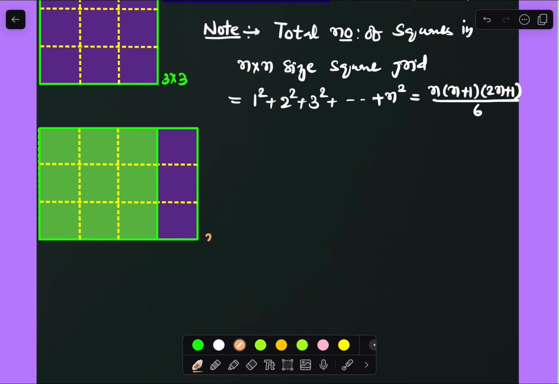There are 3 rows here. How many columns are there? 4 columns, no? It is a 3 by 4 rectangular grid, right? I want the total number of squares here.